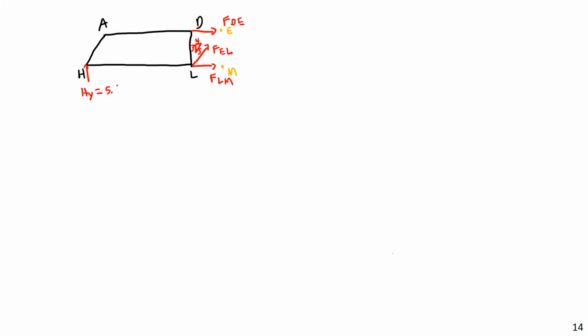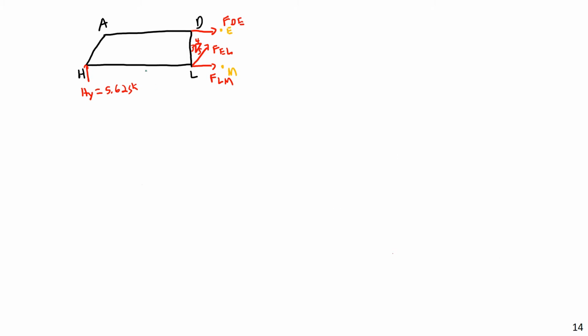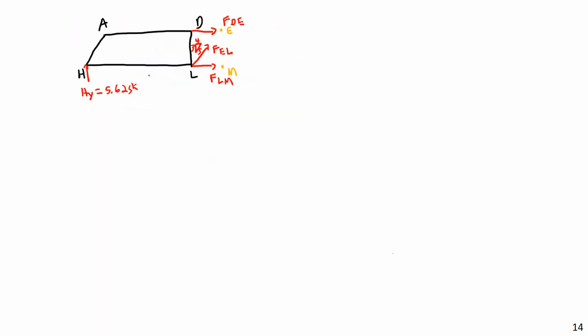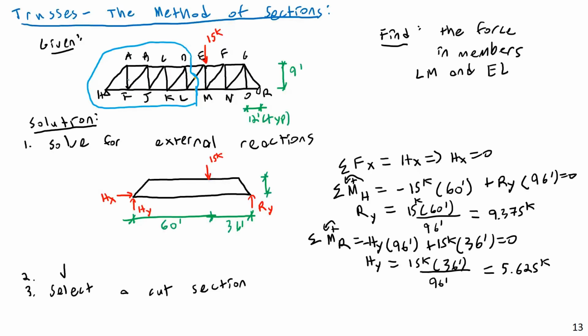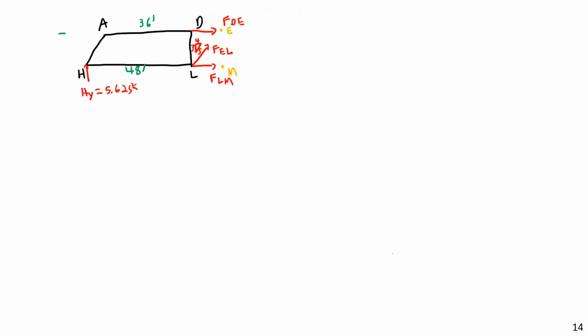HY is 5.625 kips. And I should indicate important dimensions. So let's see, each of these bays is 12 feet across, and along here we have 3 of them, well, not including the diagonal, which makes 4. So this is 36 feet along AD. It's 48 feet from H to L. From H to L is 48 feet, and the truss is 9 feet tall. And the overall truss is 9 feet high, like so. And then this will be 12 feet from here to here as well.